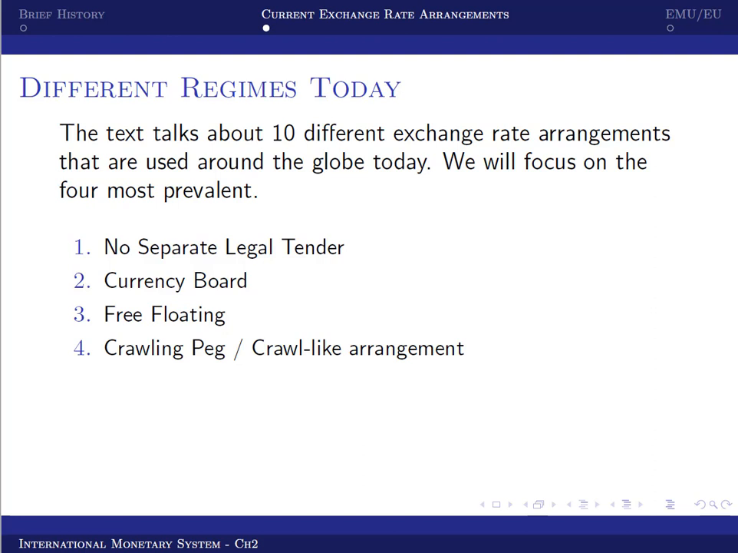And then lastly is the crawling peg, or a crawl-like arrangement. This is where the currency is adjusted by a central bank in very small increments, and the central bank is trying to keep the currency within some bands, within a low point and a high point. China is kind of the preeminent example of this. They want to have their currency narrowly move around within a certain range. Every once in a while they change that range, but they're not going to let the market dictate it. They will let the markets play within certain boundaries.